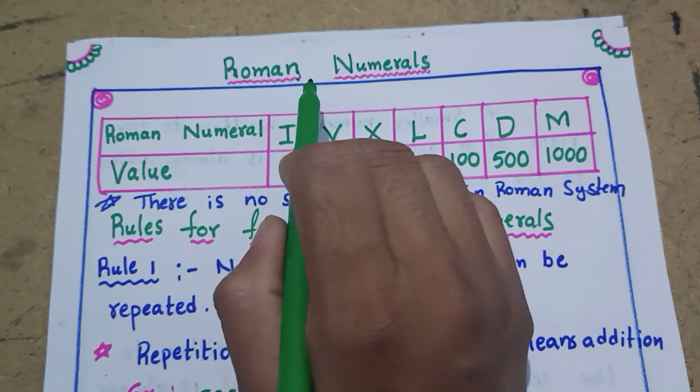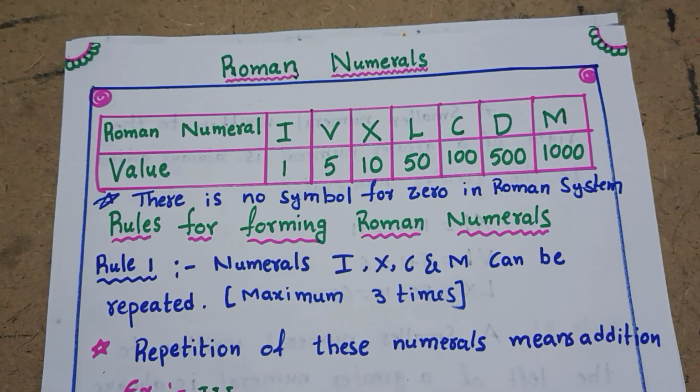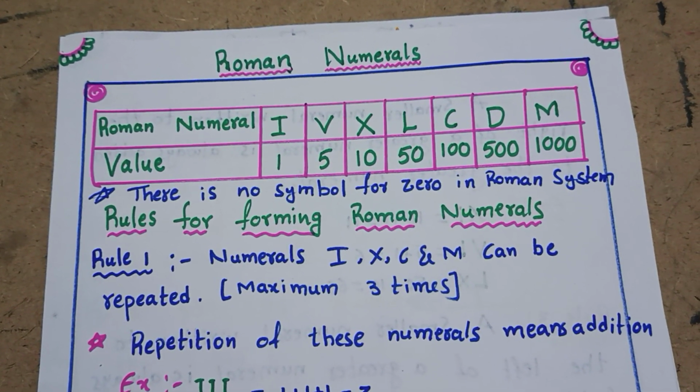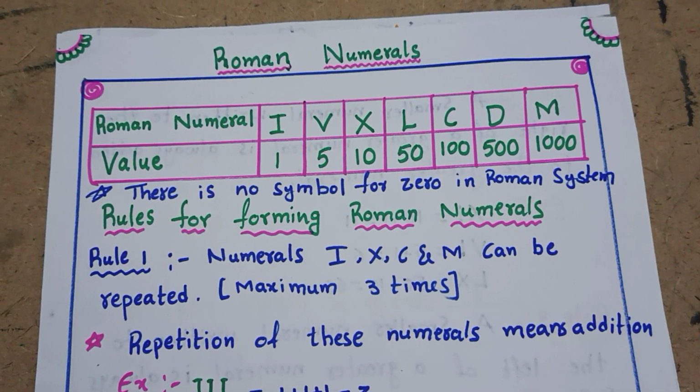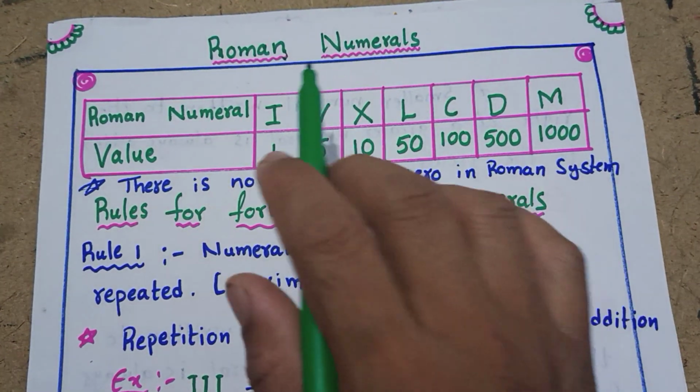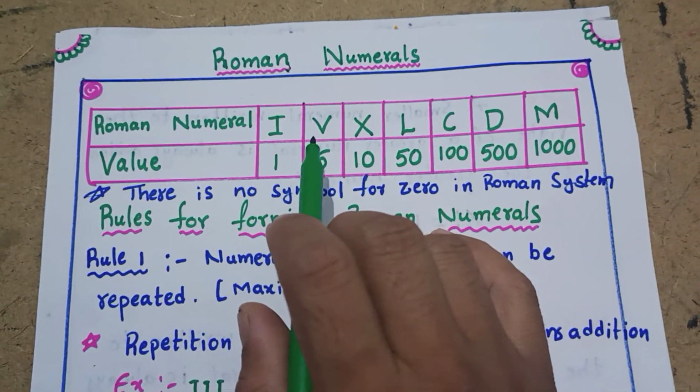Today we are going to learn about Roman numerals. First we have to know what the Roman numerals are. Actually, in ancient days, Romans used English alphabets to write the Roman numbers.